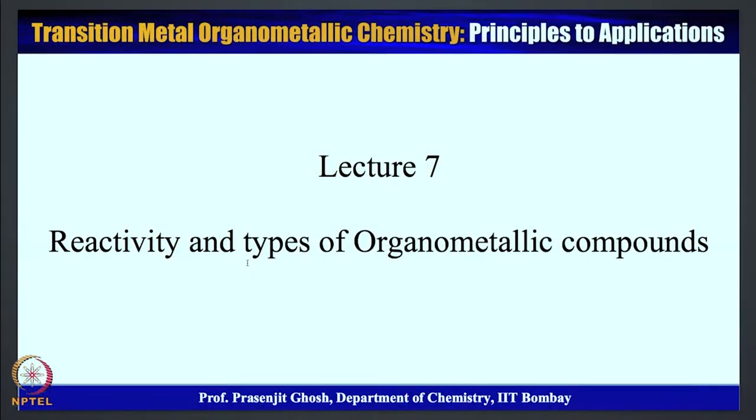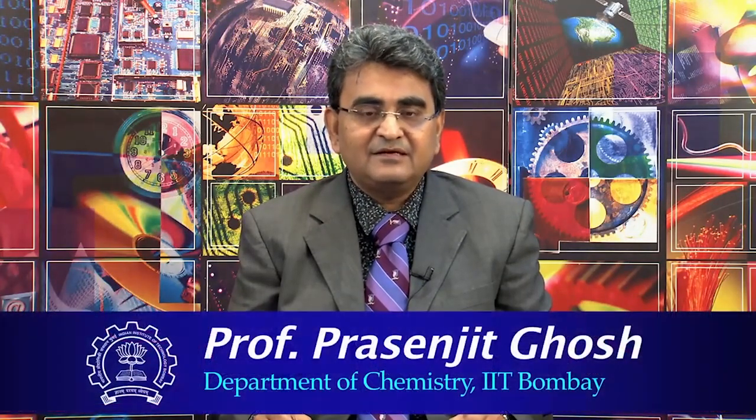Welcome to this lecture on reactivity and classes of organometallic compounds. This is in continuation with our earlier lecture where we have looked at various types of organometallic compounds, the classes in which they belong to, which are mainly class 1, class 2 and class 3 depending upon the famous 18 valence electron rule. Class 1 types are the ones which do not obey the 18 valence electron rule. Class 2 types are the ones which do not exceed the 18 valence electron rule, and class 3 are the ones which always obey the 18 valence electron rule.